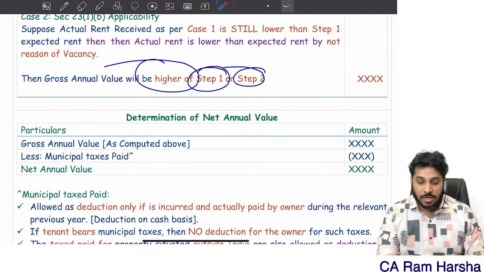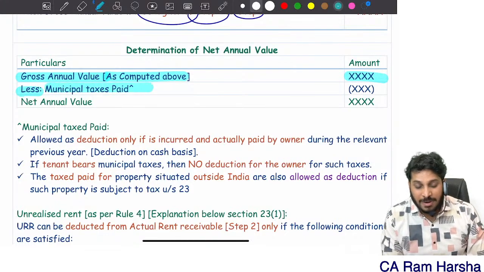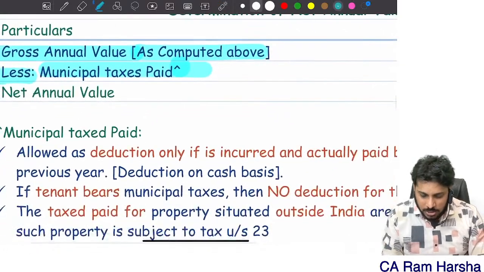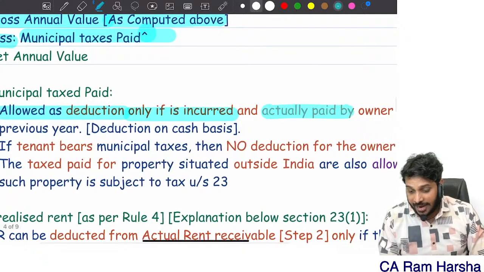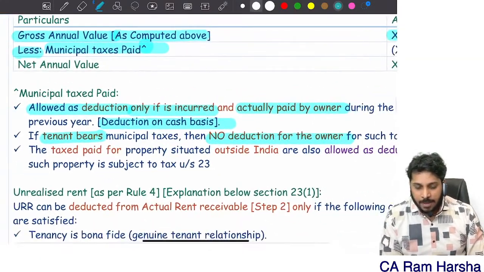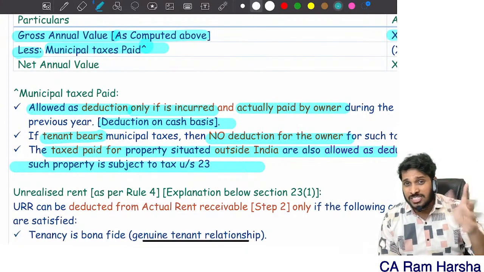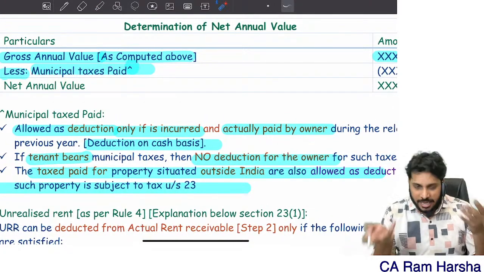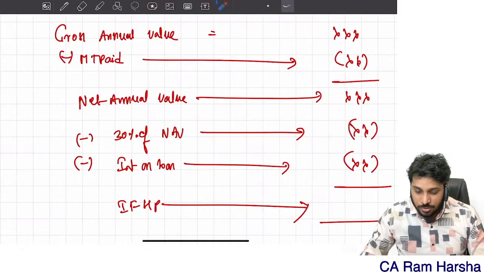Now, GAV computed. How to compute NAV? GAV as computed above, minus municipal taxes paid. There is a point I've highlighted. Municipal taxes paid is a deduction only if it is incurred and actually paid by the owner on cash basis. If the tenant bears it, no deduction. Suppose the property is outside India, but because you are a resident and taxable, municipal taxes paid abroad are also deductible. Why are municipal taxes deducted? Very simple, that's an expenditure, and expenditure will be allowed as deduction. Then you will get net annual value. We understood net annual value.